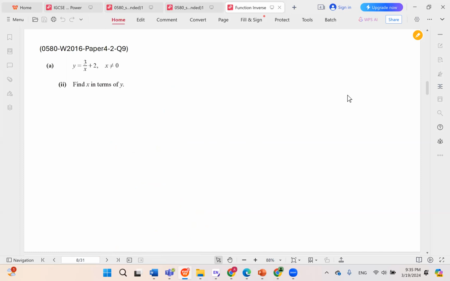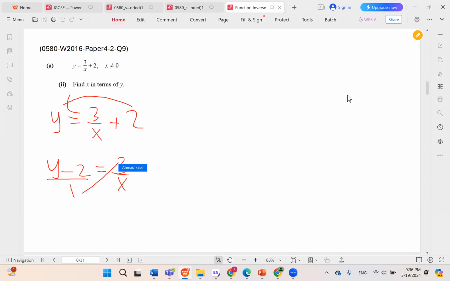Now, here we are not explicitly told to get the inverse. We're just told to get x in terms of y, which is the same as getting the inverse function. So y equals 3 over x plus 2. And we take the 2 to the other side. We get y minus 2 equals 3 over x. We write over 1 here and we cross multiply. We get x times y minus 2 equals 3.